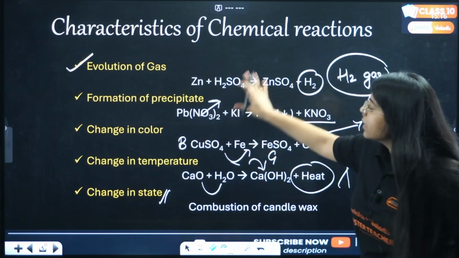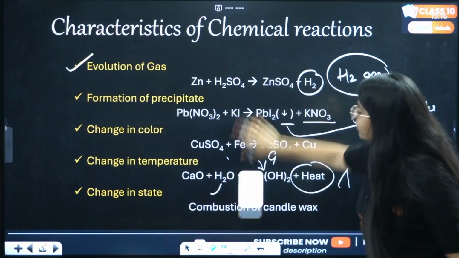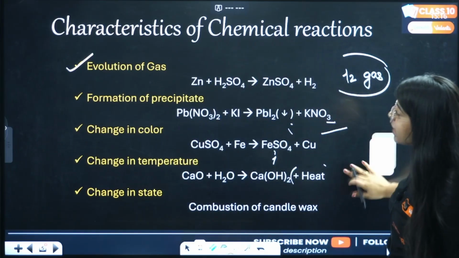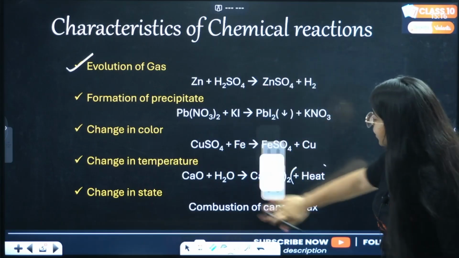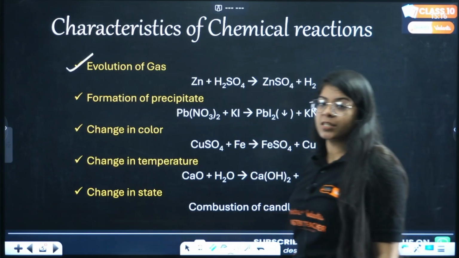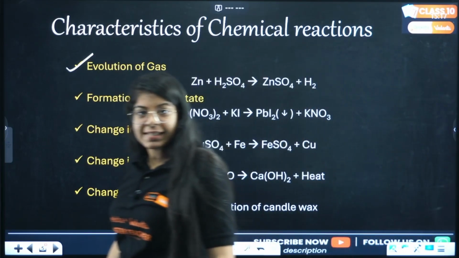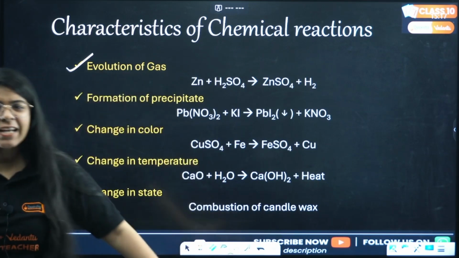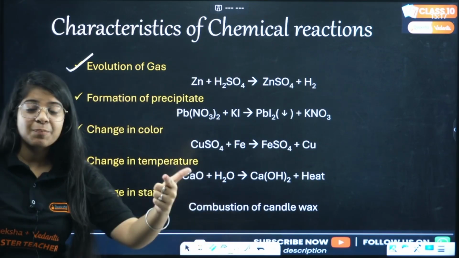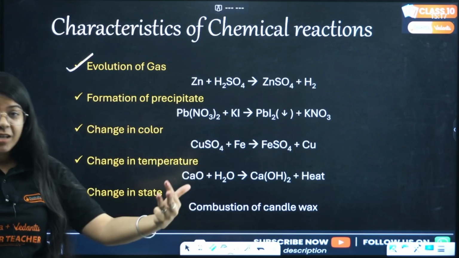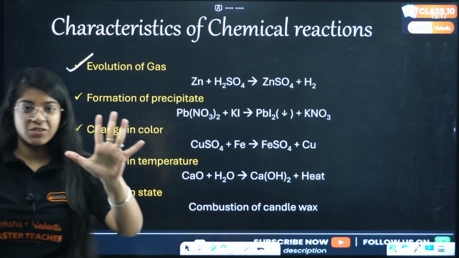So understood? Some of the characteristics of these reactions are evolution of gas, formation of precipitate, change in color, change in temperature, change in state. Will you learn this? Beta, you can learn this, right? Evolution of gas, precipitation, change in color, change in temperature, change in state. Five things you have to remember.